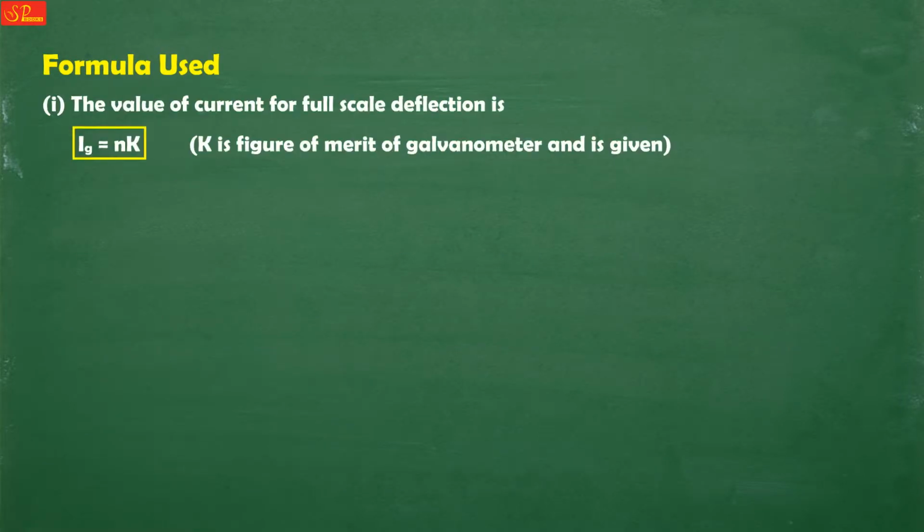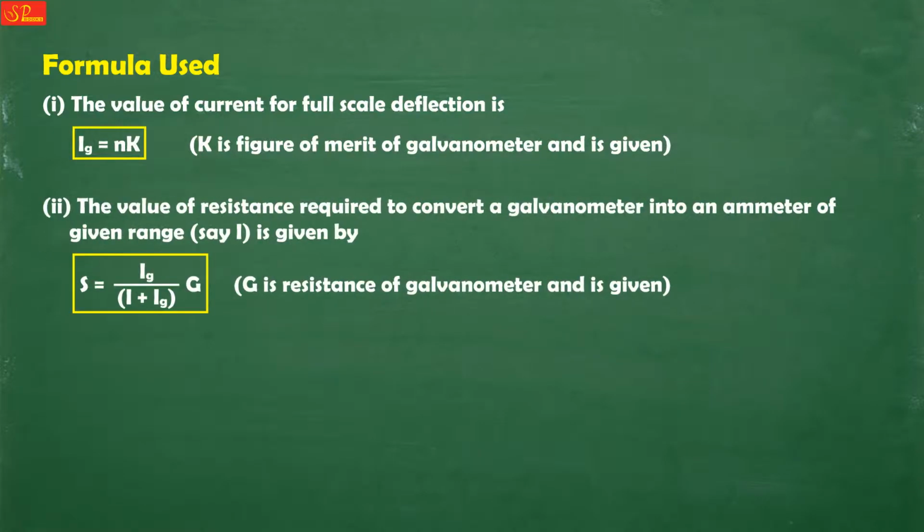Formula used: the value of current for full scale deflection is Ig equal to Nk. K is the figure of merit of the galvanometer and is given. The value of resistance required to convert a galvanometer into an ammeter of given range, say I, is given by S equal to Ig G by (I minus Ig). G is the resistance of the galvanometer and is given.